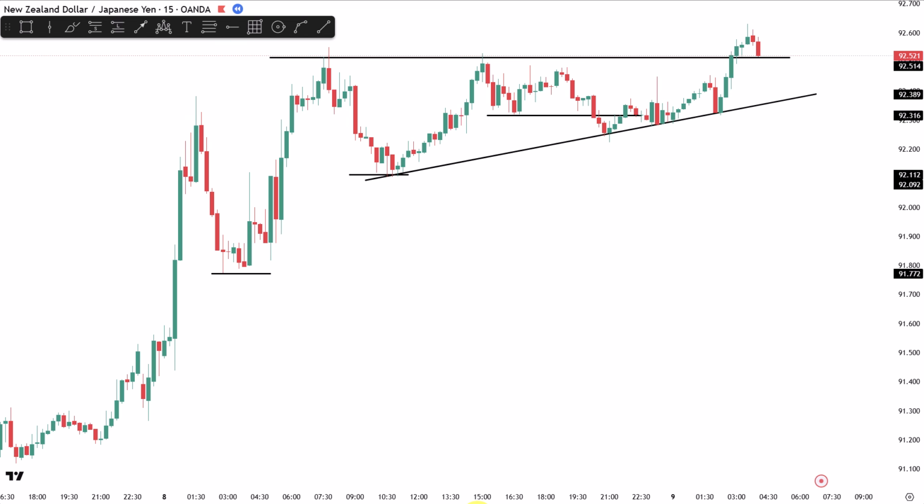Not running away yet. That's good. We are getting our first retest. Do we see a little bit of bullish momentum? No. I will explain to you in a moment what a good retest looks like and what a bad retest is, or a retest that is not good enough.